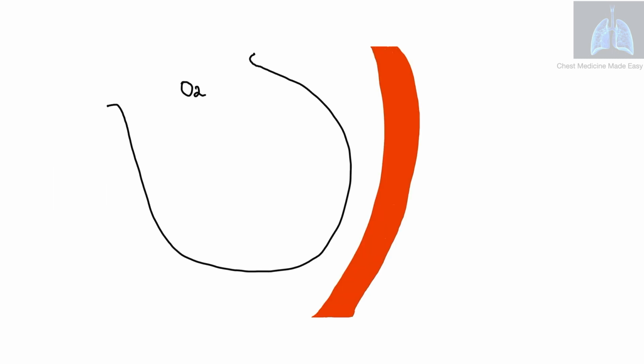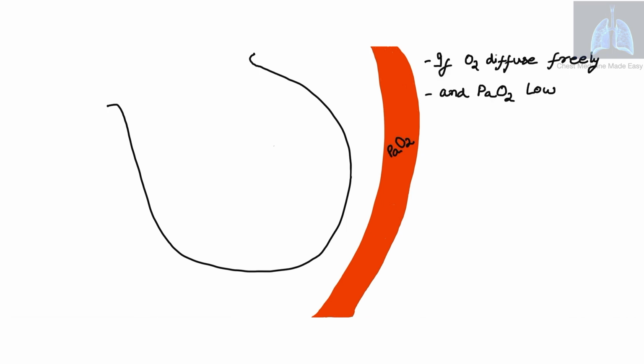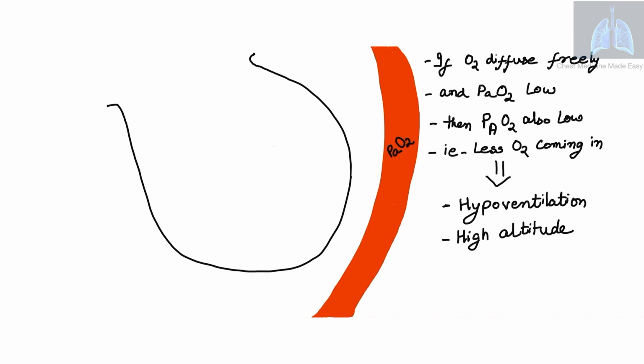Suppose you have a situation where oxygen is able to freely diffuse across the alveolar capillary membrane into the arteries and form the partial pressure of oxygen in the arteries. And suppose in this situation you have a hypoxia, that is a low PaO2. This means that the partial pressure of oxygen in the alveoli must also be low. That means there must be less oxygen coming in. Usually in clinical practice, it is either a hypoventilation or a high altitude.